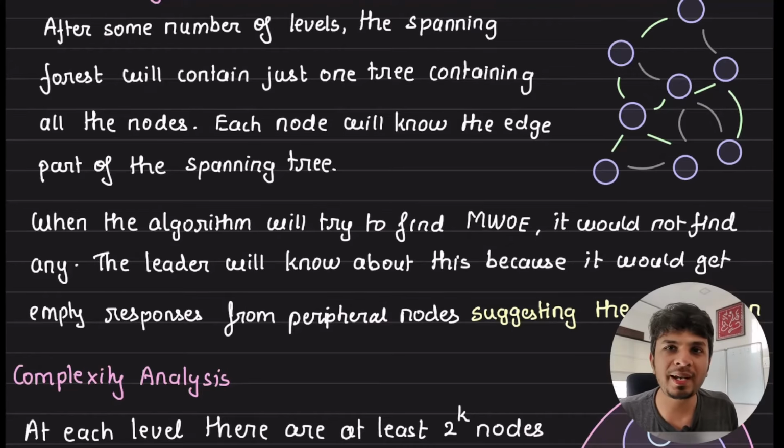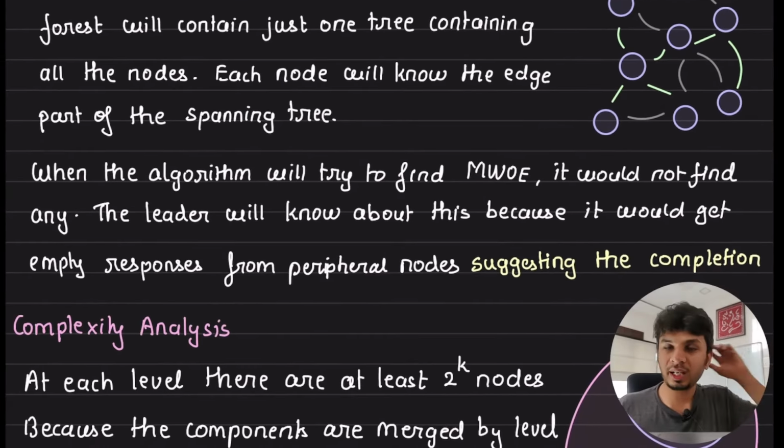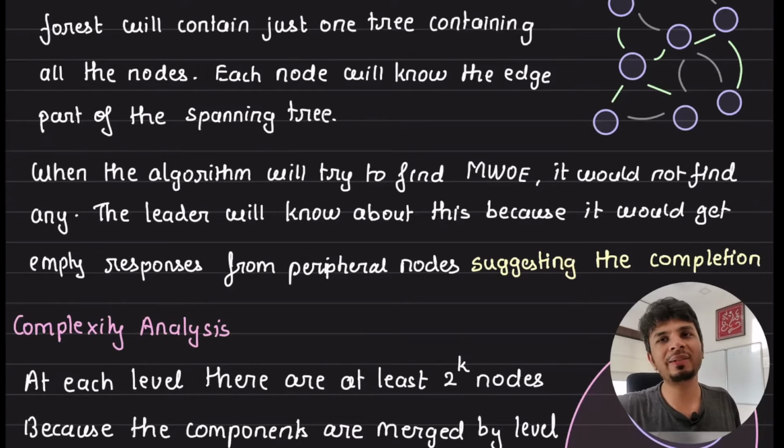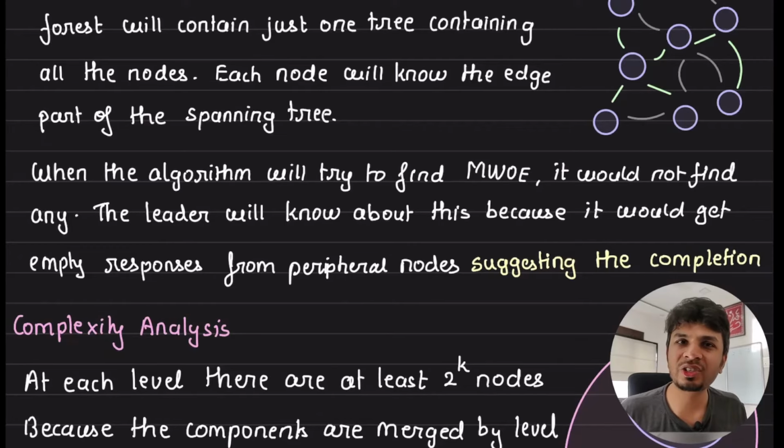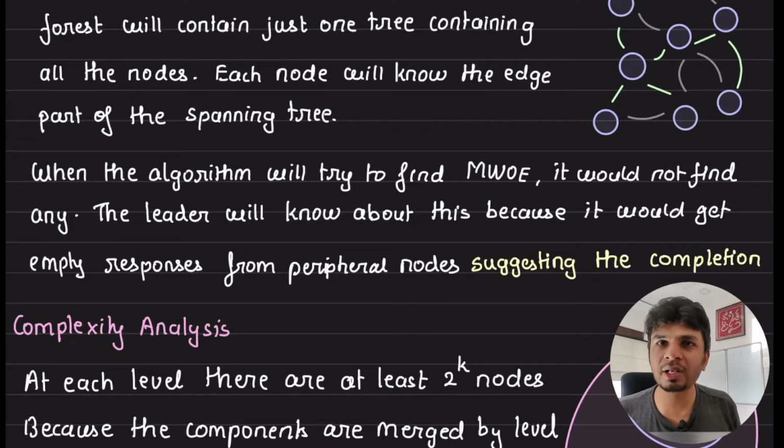Because it would happen like that, your leader would know, "Arey, there is no edge that I can go to, there is nothing, I have conquered the entire world, now I am good." And that's when the leader would know that the algorithm is done, we have a spanning tree, and now we can stop. Right? And if you think about it, this is how humans work, this is how our medieval period was.